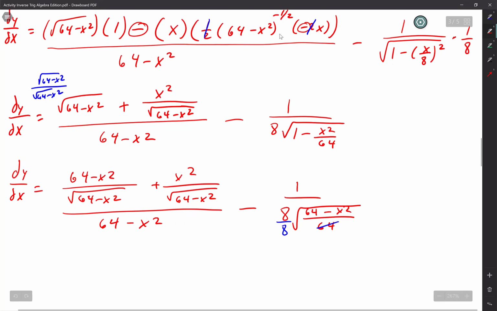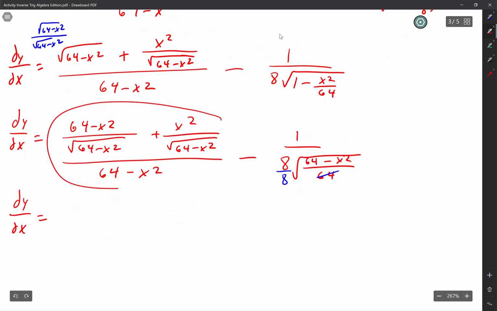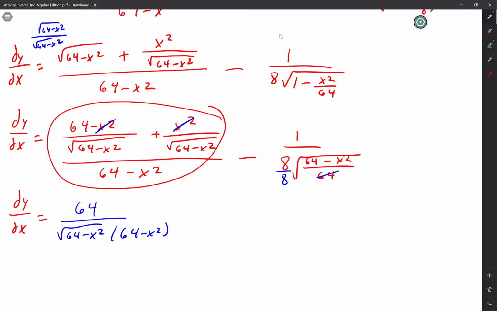So look what I now have, guys. Let's see, dy/dx. I'm going to put these two together. So let's see, 64 minus x squared plus x squared. These are going to zero out. And okay, so here's what I have. Let's see if it makes sense to you guys. 64, and then square root of 64 minus x squared, 64 minus x squared. That's all this right here.